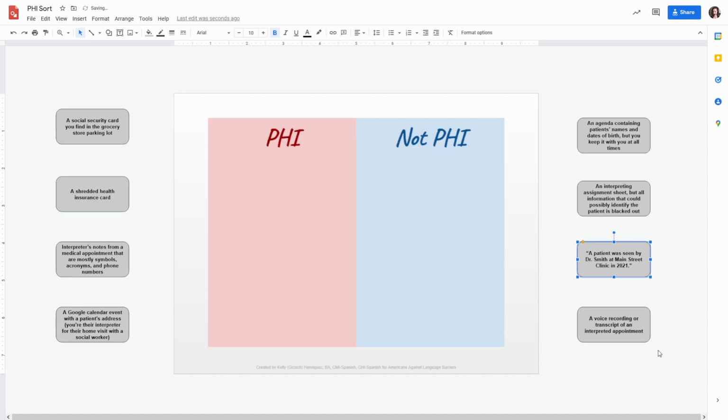Now, if we had something there like a patient who speaks insert rare language here, or a patient who has insert rare health condition here was seen by Dr. Smith at Main Street Clinic in 2021, the argument could be made that that's PHI. That's something we need to keep secret and safe. But this as it's written can't really be tied back to an individual. It doesn't have any of those 18 PHI identifiers that tie it back to a particular patient.